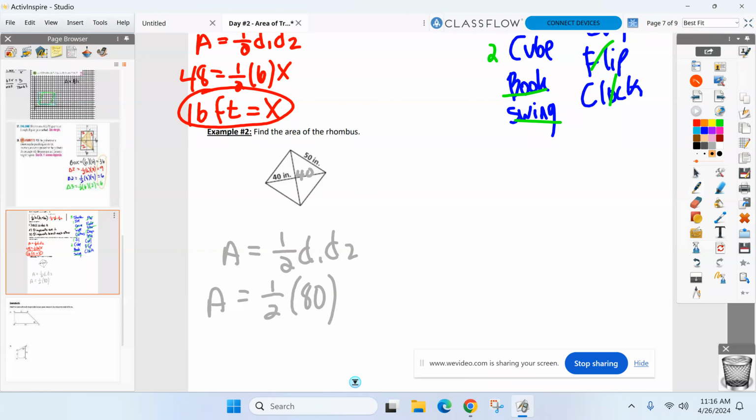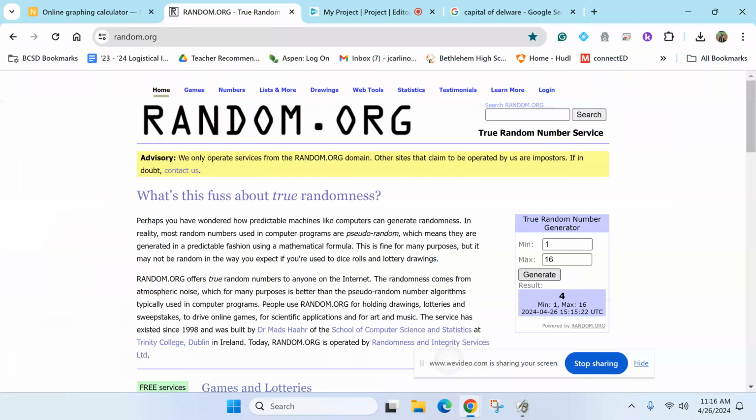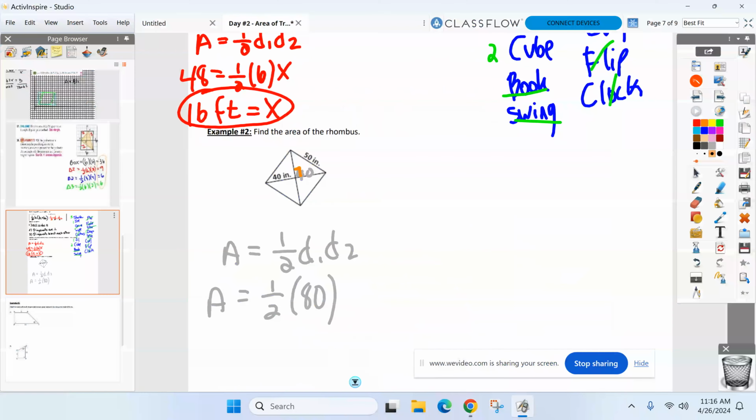All right, what about the other diagonal, though? Well, this is why I told you guys, another property: it forms a right angle. They're perpendicular. What can I do to find the other diagonal length here? Ian, what's your plan? Use Pythag. Yep. A squared plus B squared always equals C squared.